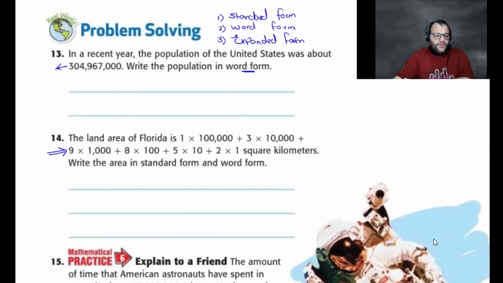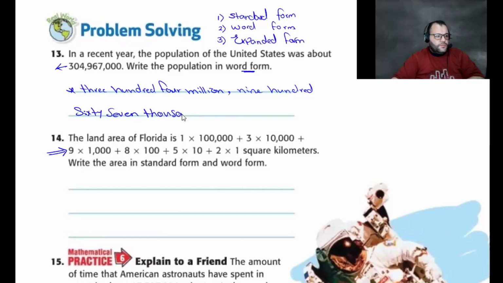So Abdurrahman, how can we write this one in word form? By using words, it would be 304 million, 964,000. That's all, because there is nothing in the ones family.